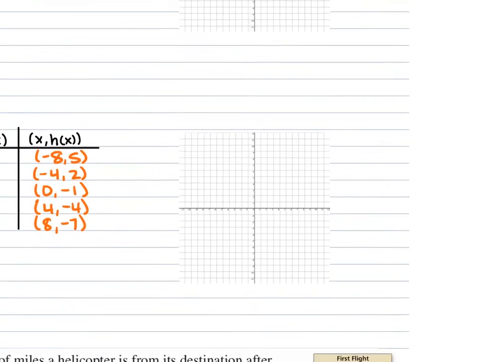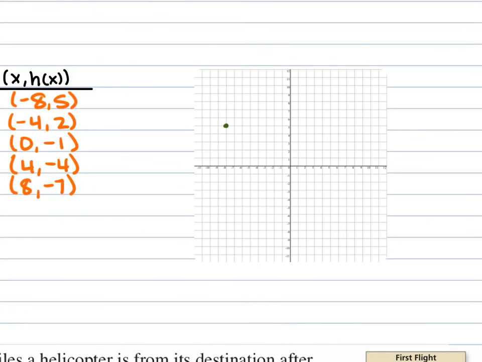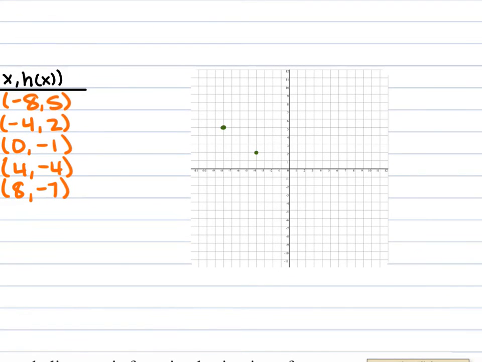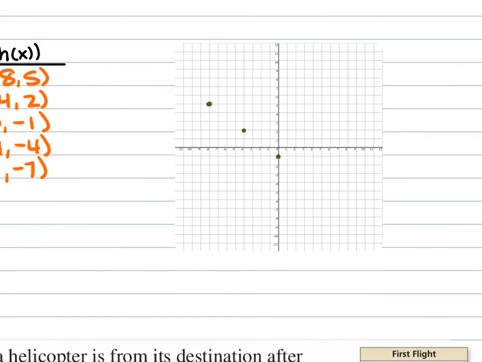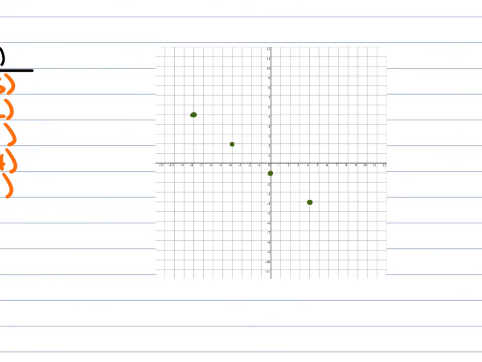So on our coordinate plane, the negative 8, 5 is here. Then we have negative 4, 2, which is here. 0, negative 1 is here. 4, negative 4 is here. And then 8, negative 7. Your last point was at 8, negative 7. So 8, 1, 2, 3, 4, 5, 6, 7. Plot the point, and then draw your line through your points.